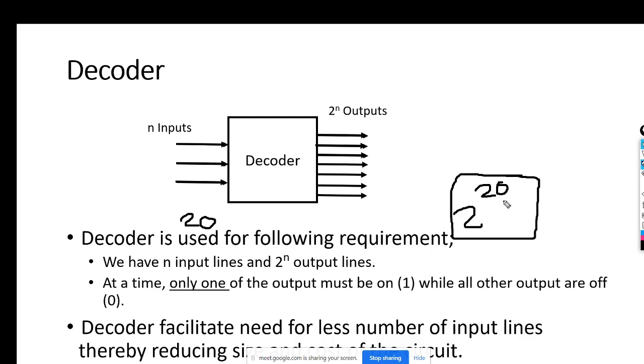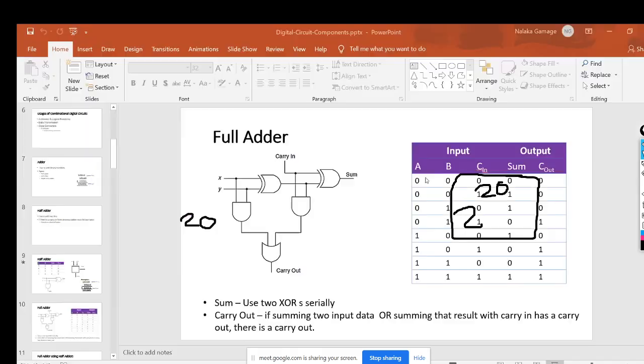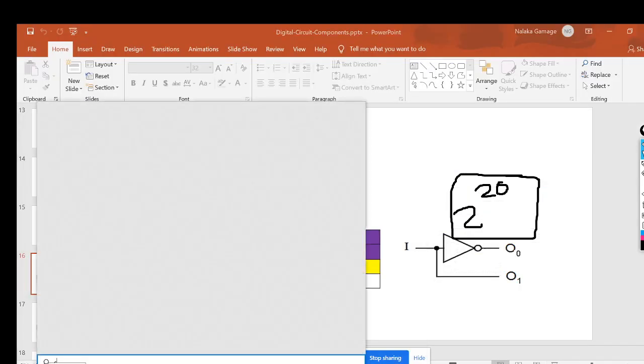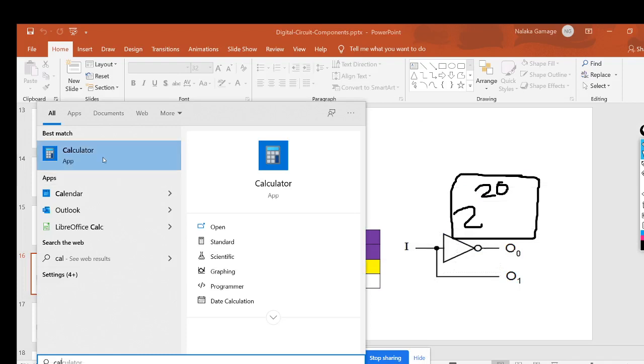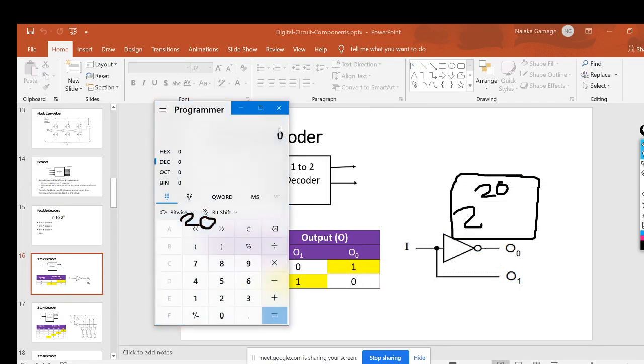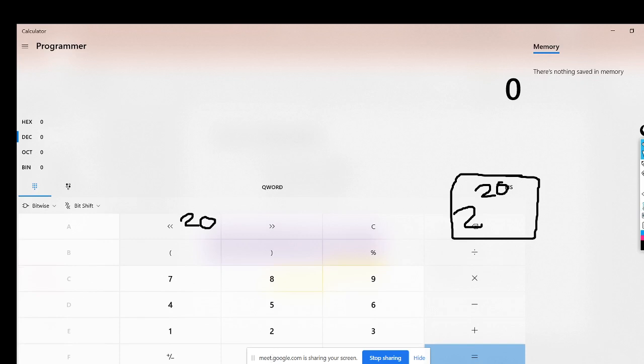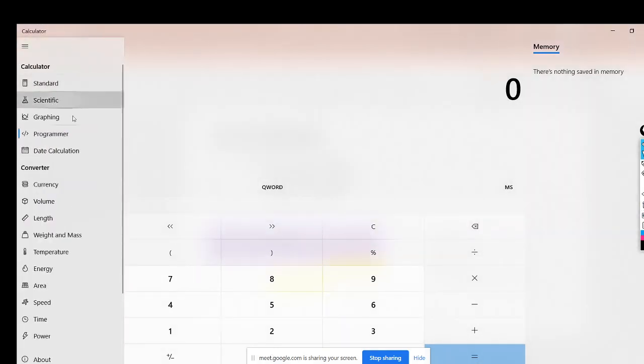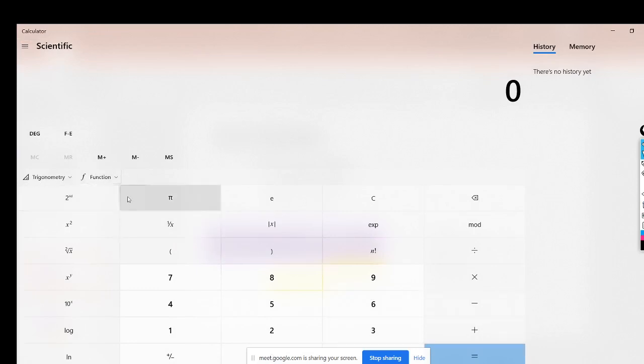For example, if you take a calculator, the first thing is you have to appreciate what this is, rather than just blindly looking at it. So go to the scientific calculator, use x to the power y, 2 to the power 20.